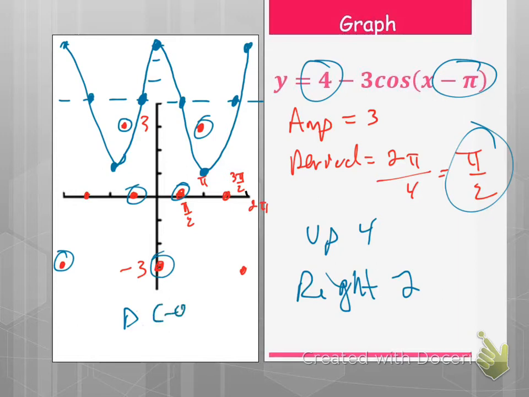Domain's still going to be negative infinity to positive infinity. The range, now our graph is bouncing between 1 and 1, 2, 3, 4, 5, 6, 7, right? So 1 to 7. Okay? All right. Then you've got one more, right? One more. So stop the video, try to graph it. I'll show you what it should look like. And after that, if you have any questions, come find me and I'll talk you through it. Okay?